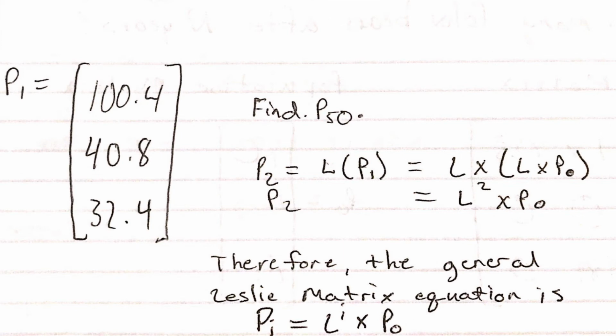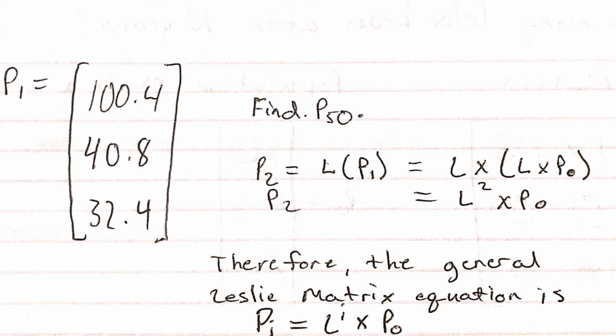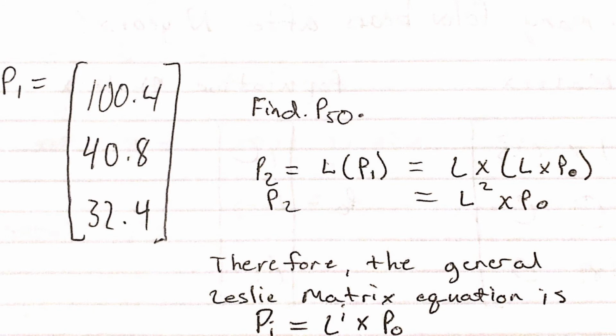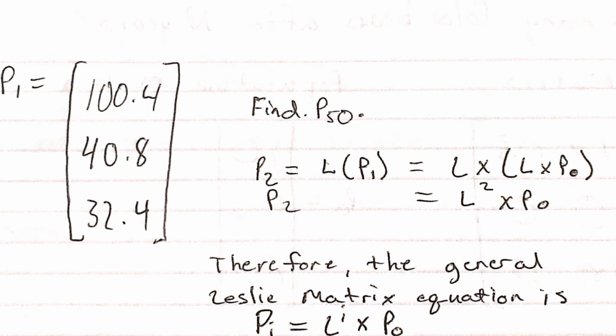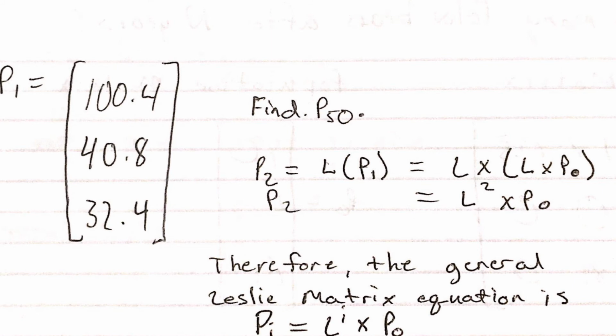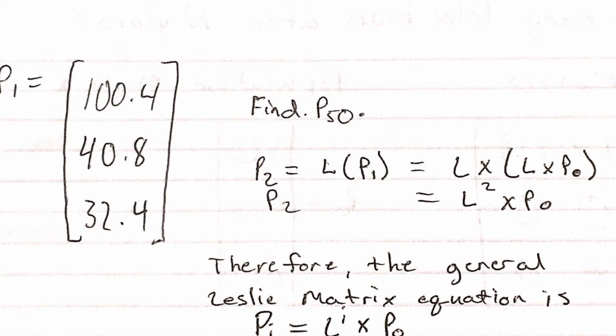What that gives us is our population after 1 year: 100.4 polar bears less than 1 year old, or our newborn polar bears, 40.8 polar bears in our 1 to 2 year old age group, and 32.4 polar bears in our 2 to 3 year old age group.